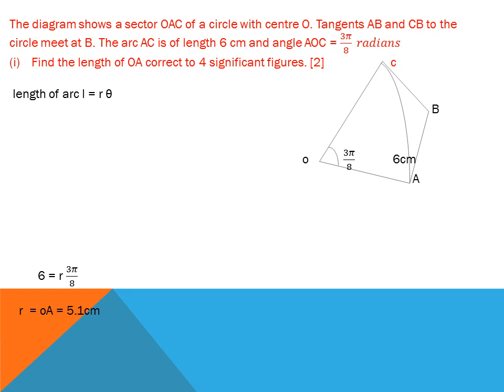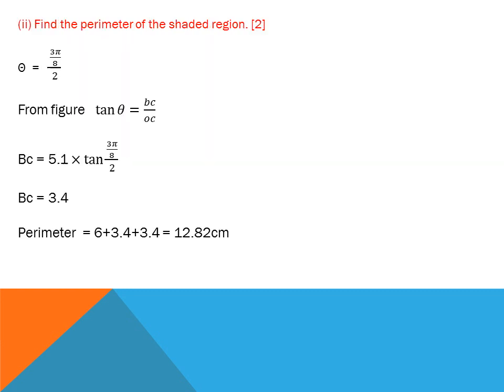So, here I applied the formula, length of arc L is equal to R theta. Theta is always in radians. L, the length of the arc, is 6 cm, R is the length OC, and the angle is 3 pi by 8. Hence, I found that R is equal to OC is equal to 5.1 centimeters. And the second part asks about the perimeter of the shaded region.